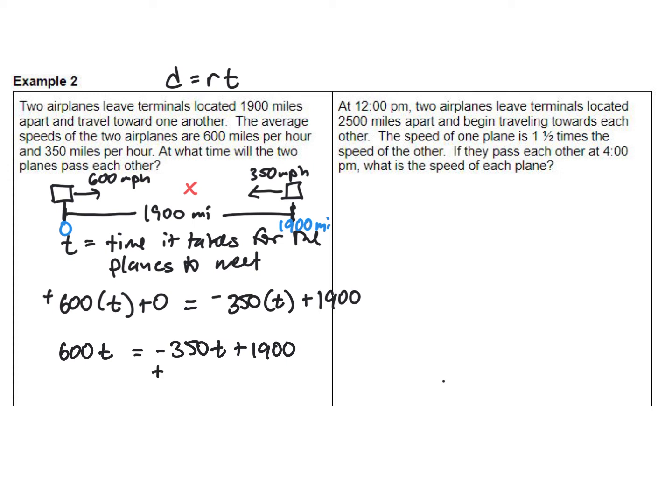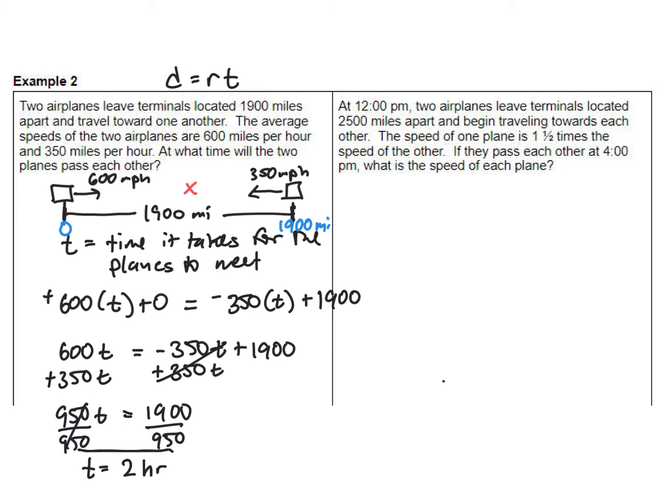The first thing I need to do is combine my t's. I'm going to add 350t from the right side to the left side, just like I would in an equation. That would give me 950t equals 1,900 miles. Then, since I'm solving for t, I can divide out that 950, and I would get a total time of 2. Since we're talking about miles per hour and miles, that would be a total time of 2 hours. So it would take the planes, not approximately in this case, exactly 2 hours to meet at that distance.